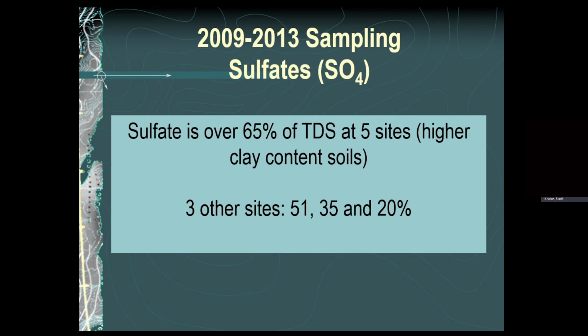And remember, I kept talking about sulfate. On those 5 sites, over 60% of the total dissolved minerals in the water were sulfate. The other ones were less. These were the 2 sandy sites. So sulfate comes from those glaciers and all the runoff that came and got deposited over in this area.